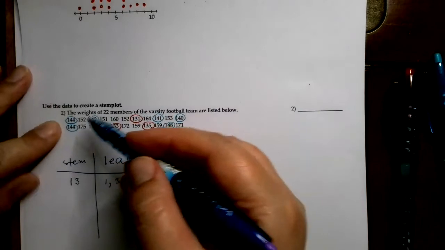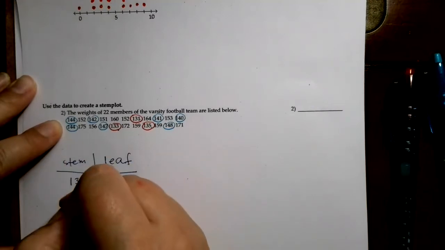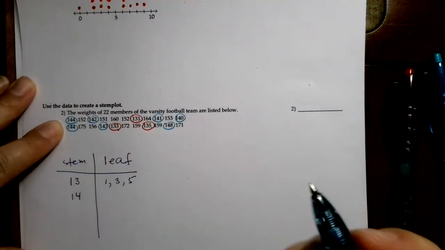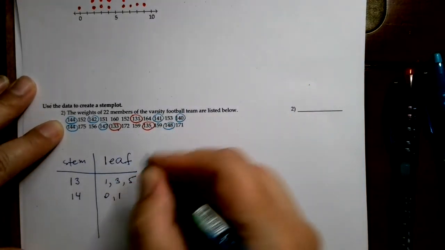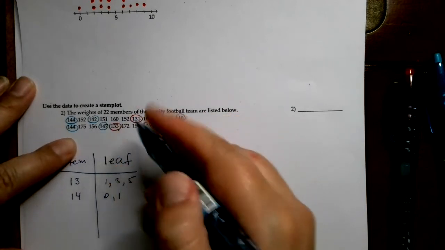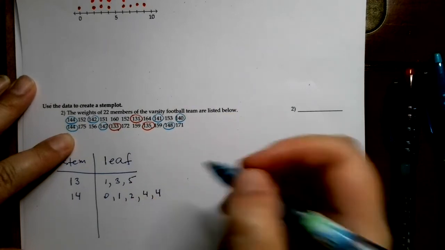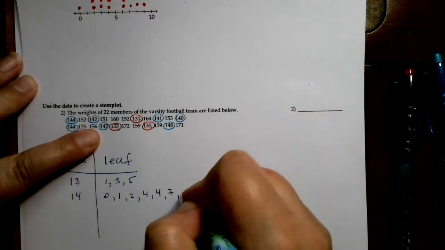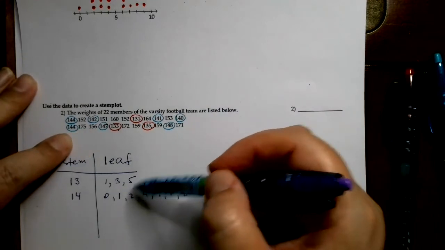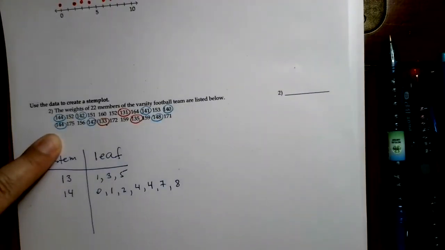Okay, so let's do the numbers that start with 1, 4. So I'm going to put 1, 4 as a stem, and again I have one with a 0, one with a 1, and then I have two 4s. So I'm going to put 2 of them, 4 and a 4, and then 1, 7, and 1, 8. So I have 1, 2, 3, 4, 5, 6, 7 of those values. Yes. And I'm going to continue in this way.